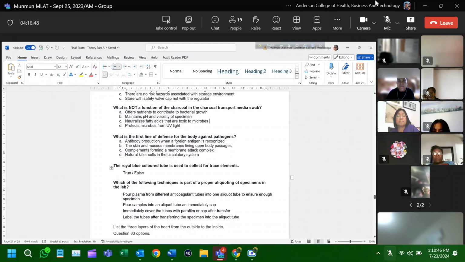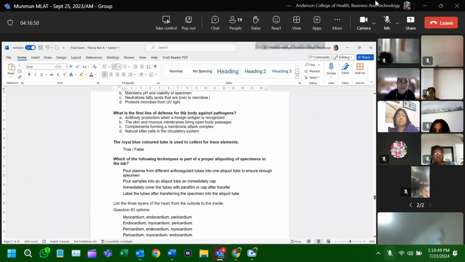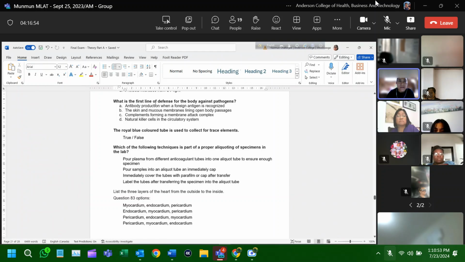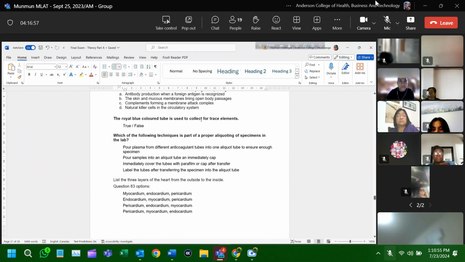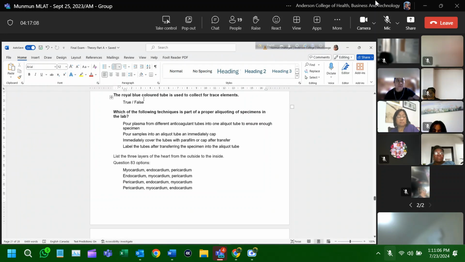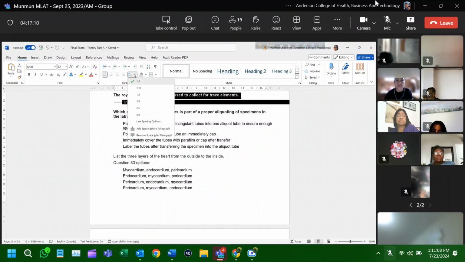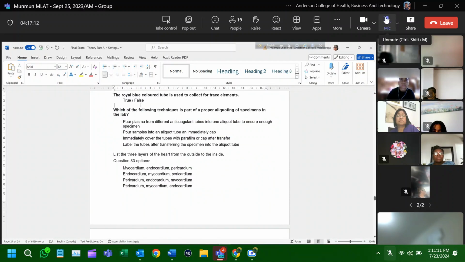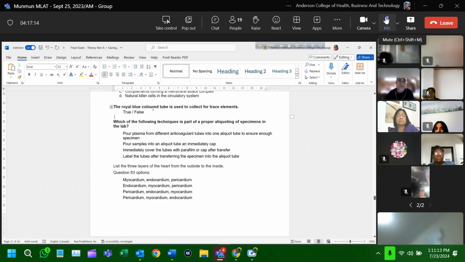What is the first line of defense for the body against pathogens? The skin and mucous membranes. Yes, letter B, in the open body passages. Royal blue color tube is used to collect trace elements. True or false? True. You know what is royal blue? Deep blue. Okay? It's not the light blue.